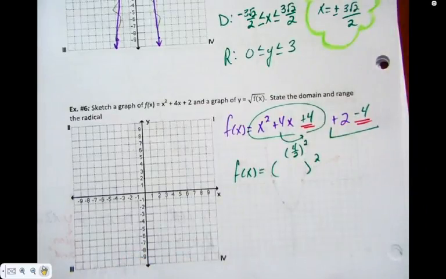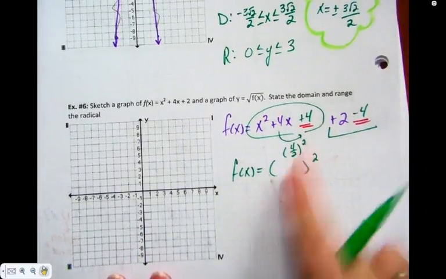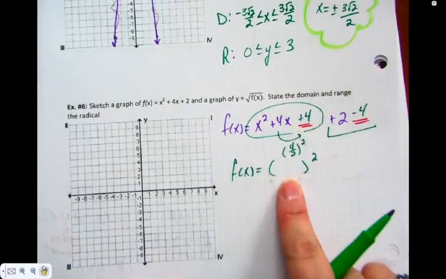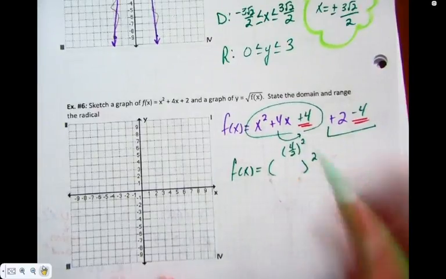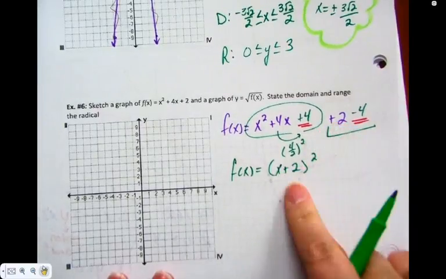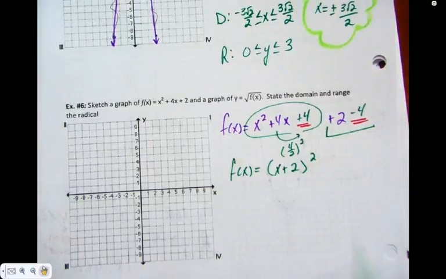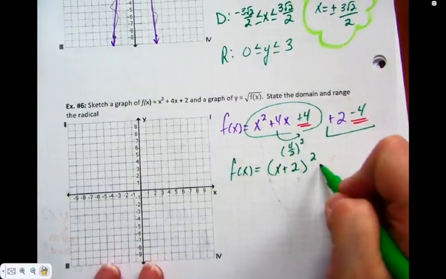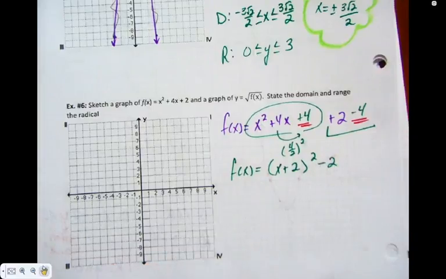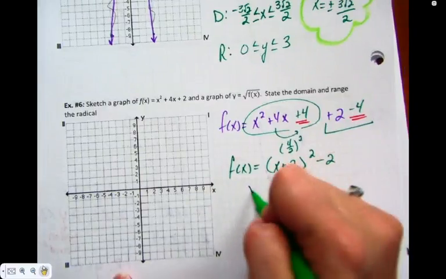I'm looking for a binomial squared. Anyone remember how to get the binomial from this guy up here? x plus 2, so that comes from middle divide by 2. And then we just combine these two together, plus 2 minus 4, negative 2. That only took 2 days to teach the first time. Look at that. Vertex.